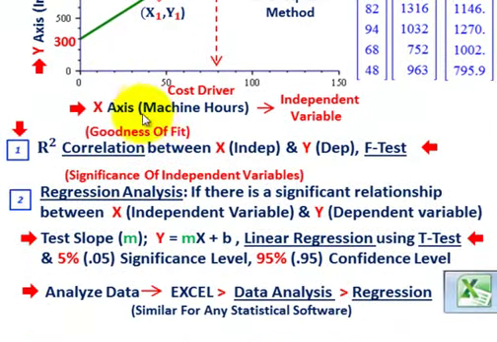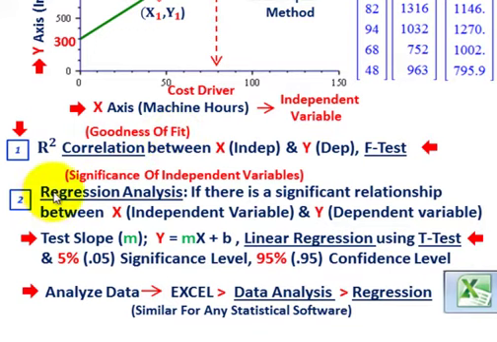Okay, so let's go over here, and these are really two different tests we're going to look at. First, we're going to have the R squared test. That's really a correlation test between our X independent variable, the machine hours, and our Y dependent variable, the indirect manufacturing labor cost that we're trying to predict. And we use an F test to do that, and we'll go into that here. Okay, so that's our R squared. That might be referred to as the goodness of fit test.